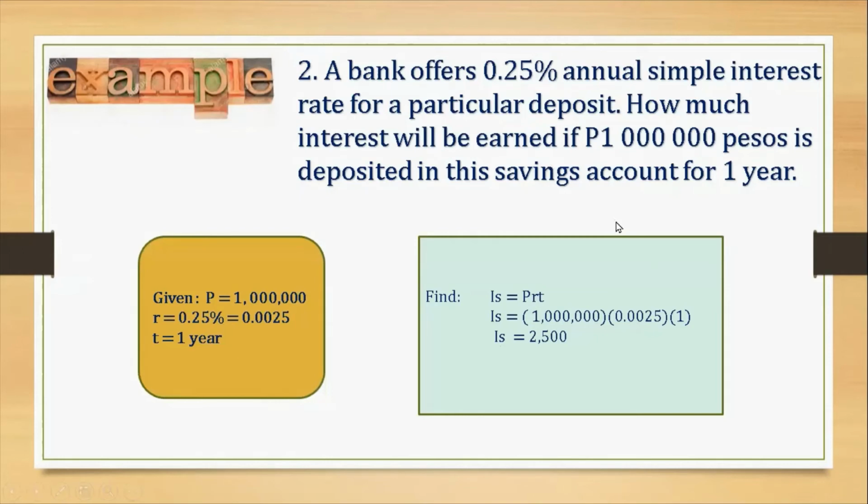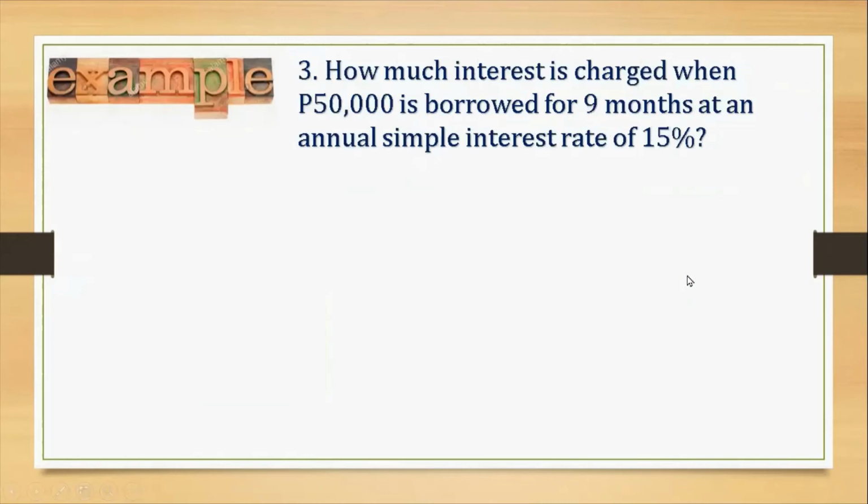There will be an interest of 2,500 if 1 million pesos is deposited in this savings account for 1 year. That's how you answer that. Let's have the third example.